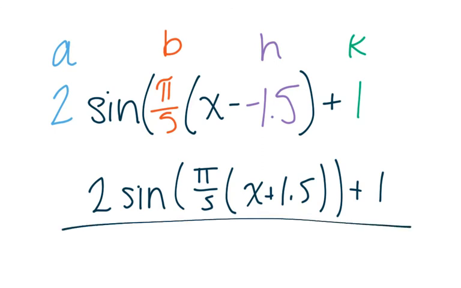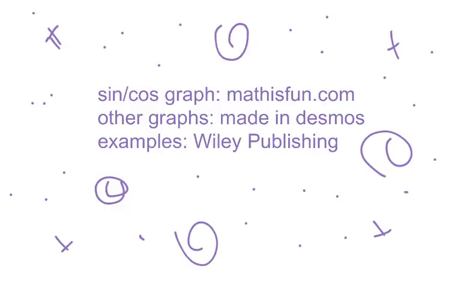So that simplifies to a final answer of 2 times sine of pi over 5 times the quantity x plus 1.5, plus 1.